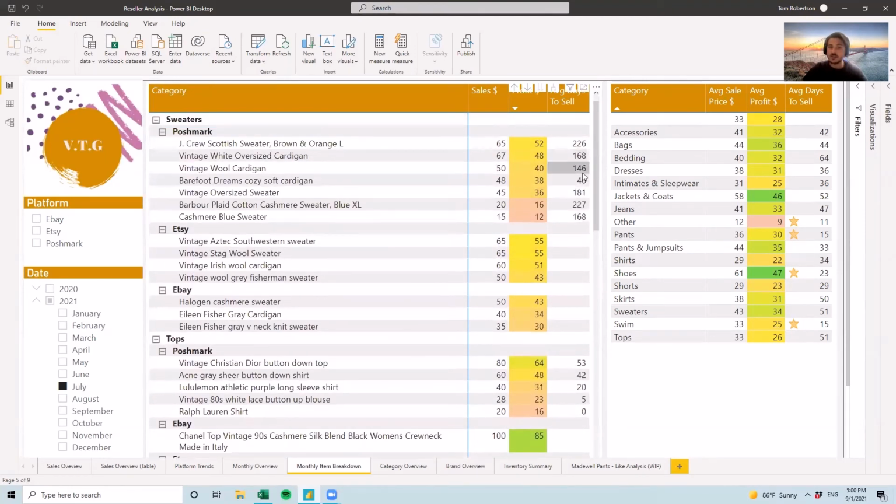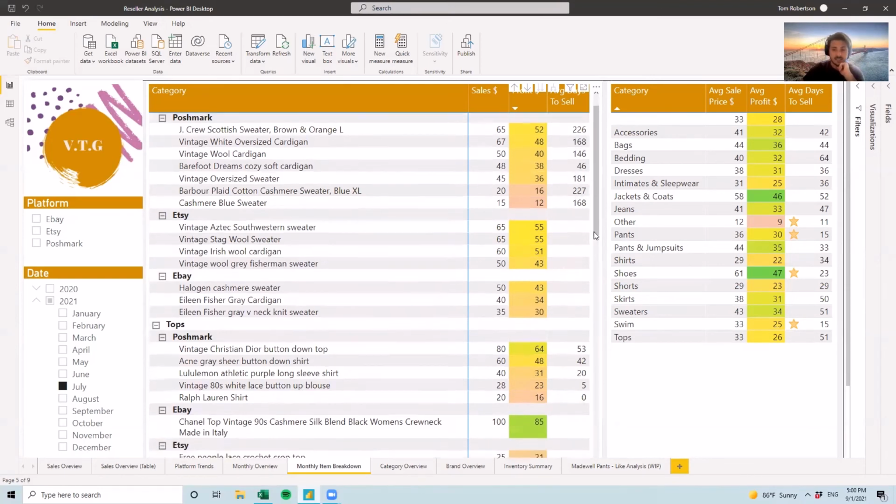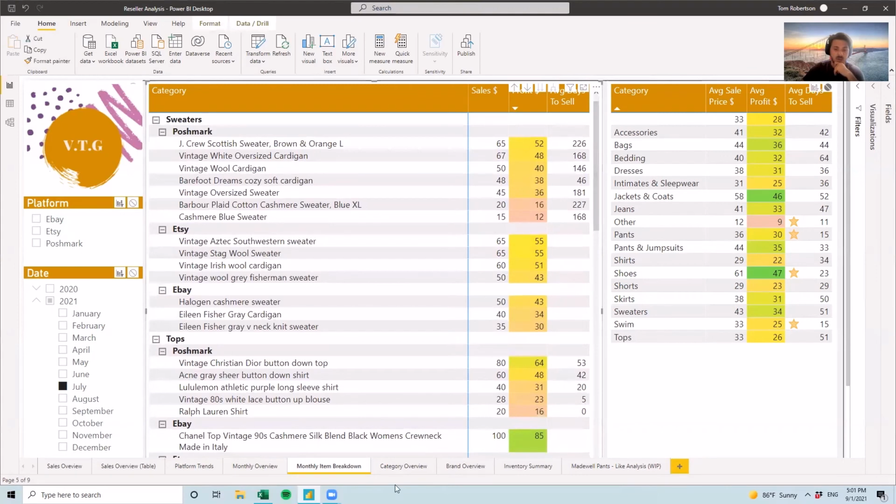You'll notice we only get this data on Poshmark. The other platforms don't allow us to calculate how long something was listed. So we'll have to wait to see if we can work something out there.